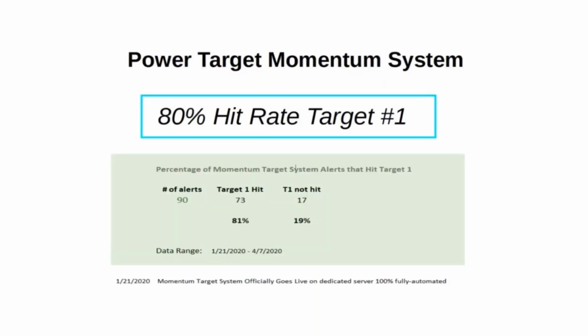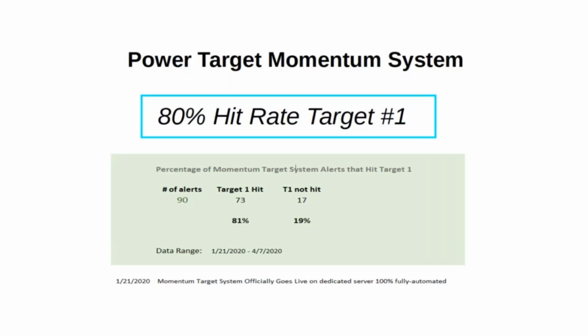The cool thing is we did some analyzing of our stats, our back data and whatnot, and we found that just hitting the first target, we're getting an 80% hit rate. Now, I've never been one to brag about, well, yeah, we got a 90% win rate, 80% win rate, but this is just hitting target one, and that's in this market that we've been in.